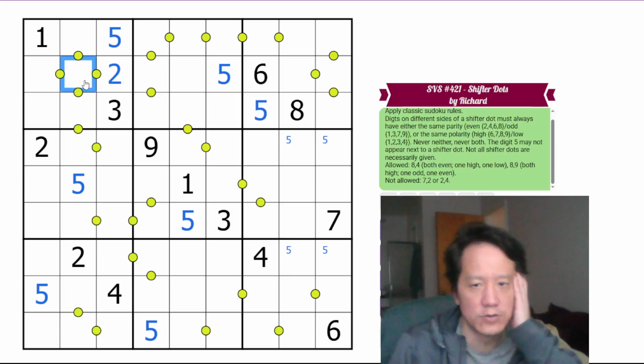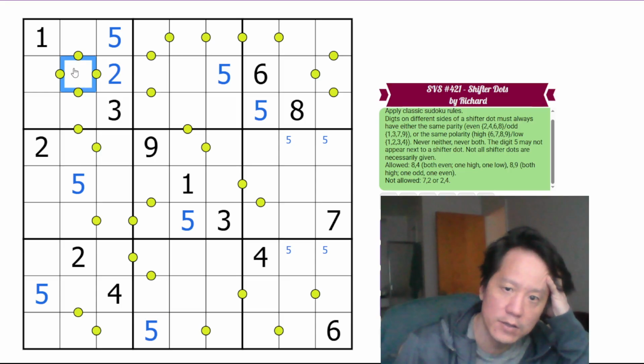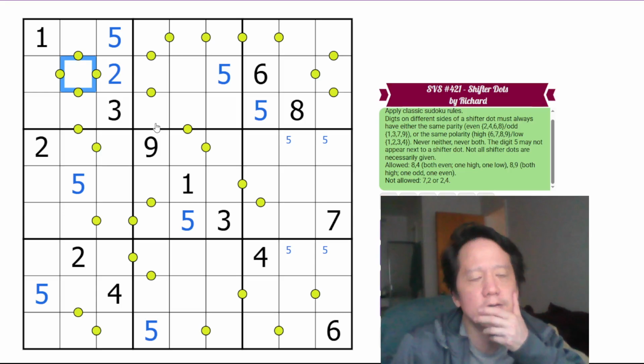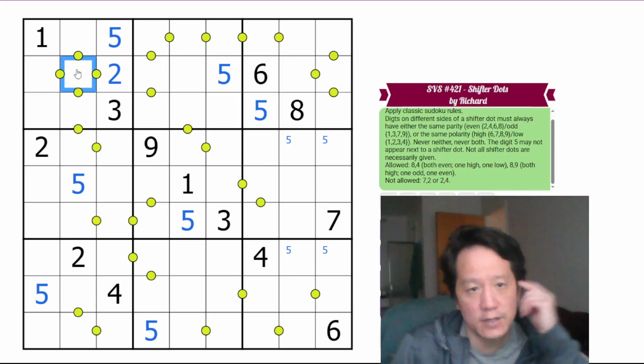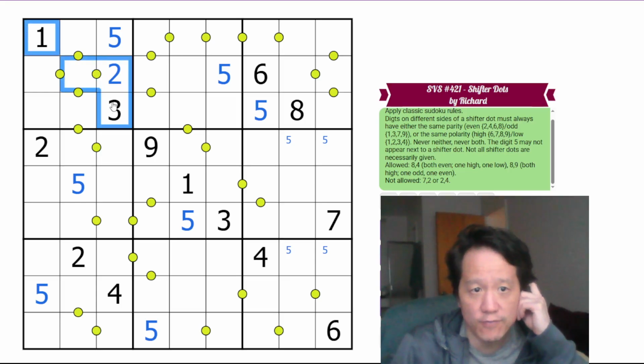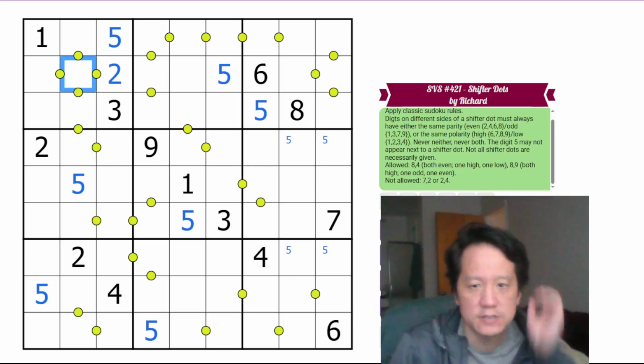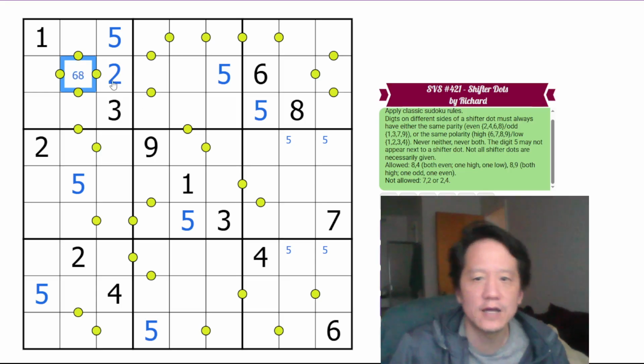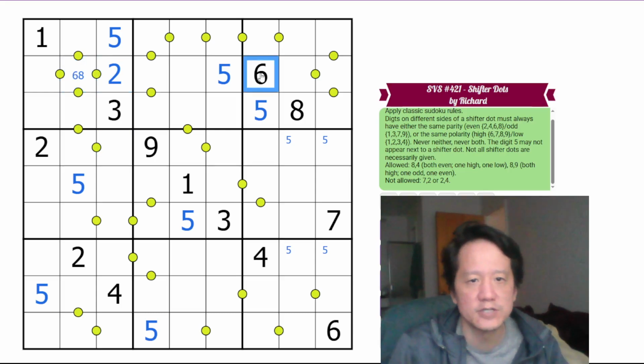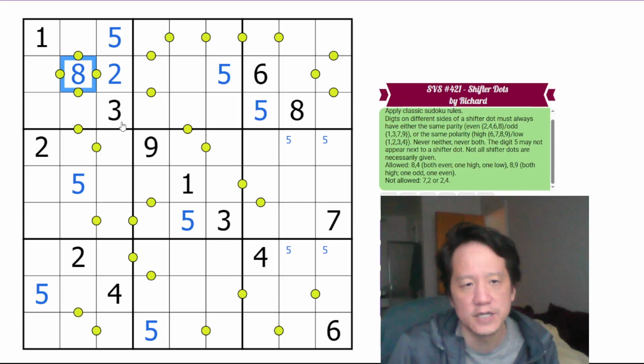This must either have the same parity or the same polarity. Well, if it's the same polarity, the only digit remaining would be 4. And then it would also have the same parity. So this cannot be the same polarity. It has to be a different polarity. So it's 6 or 8, because it must have the same parity because it has a different polarity. And it can't be 6 because of the 6 in the row, so this is an 8.